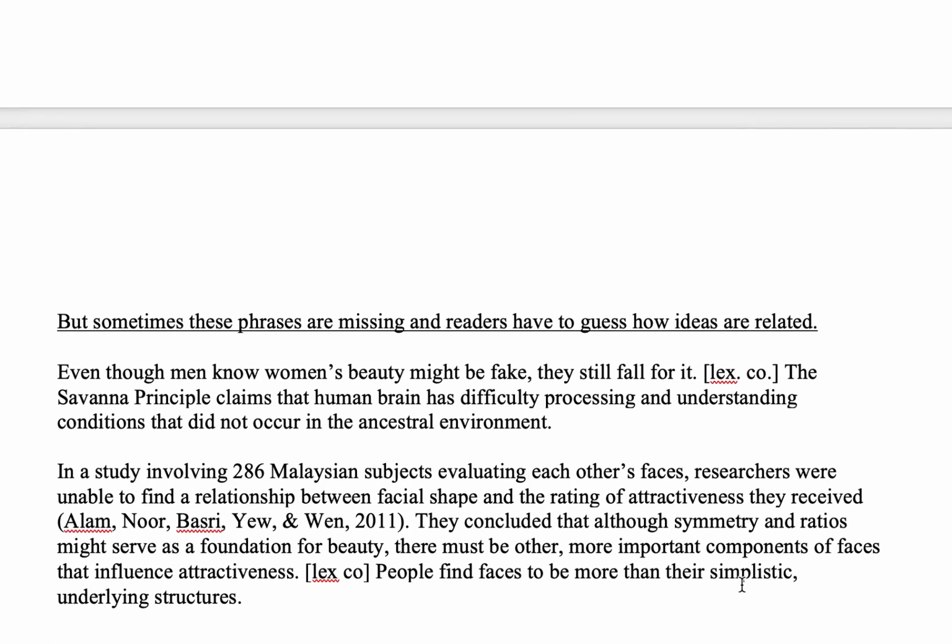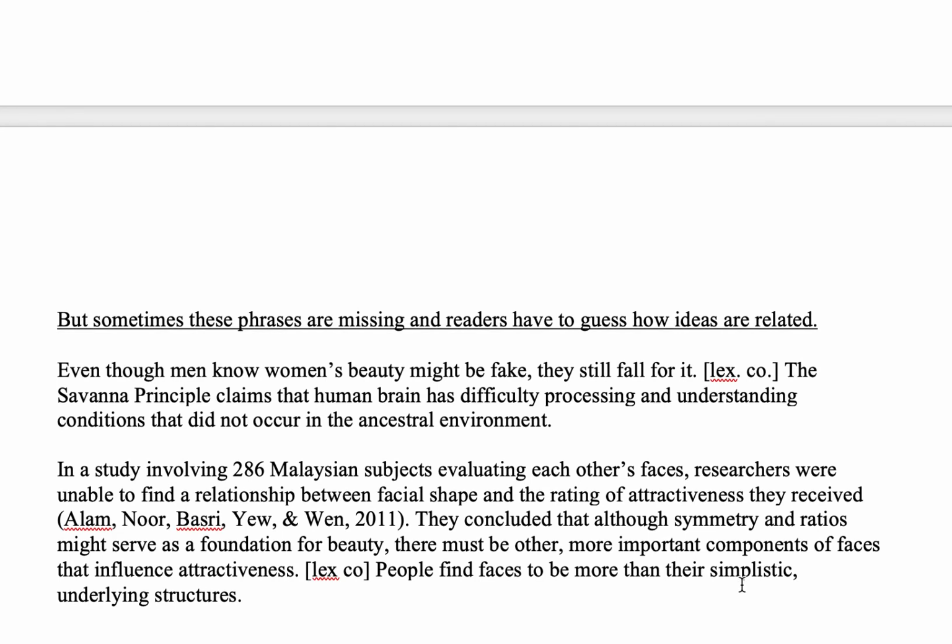Okay, well, look what happens when the phrases are missing. You get a tough read again. Even though men know women's beauty might be fake, they still fall for it. The Savannah principle claims that the human brain has difficulty processing and understanding conditions that did not occur in the ancestral environment. It's very hard to see why these two sentences are next to each other, especially if you're unfamiliar with the subject matter. This is just hard reading. But actually, these sentences do belong together. The writer had a reason for putting them together. The writer's just not showing that reason to us.